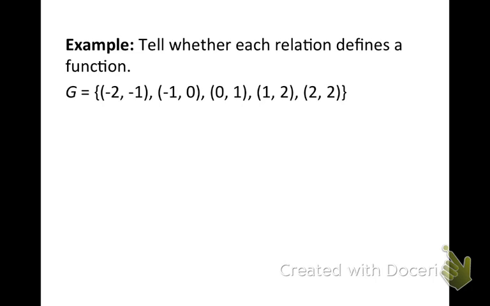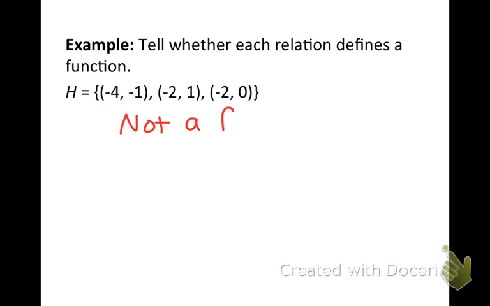All right, I guess that one is, huh? So negative 2, negative 1, negative 1, 0, 0, 1. That is a function. Here's one that's not. So negative 4, negative 1, negative 2, 1, negative 2, 0. So this is not a function. So then no x value can be the same? Correct. No x value can be the same.